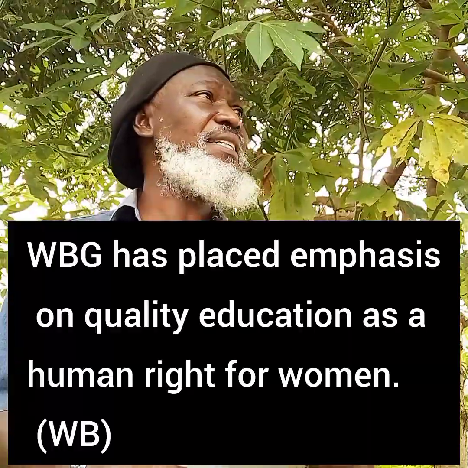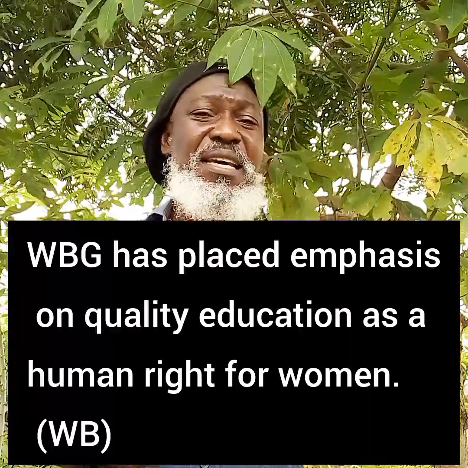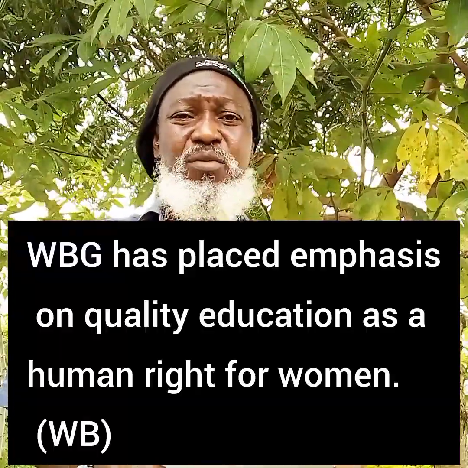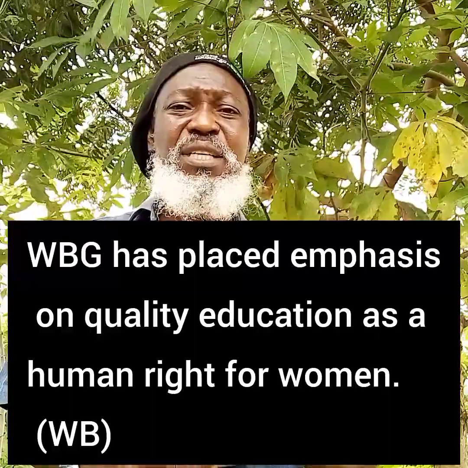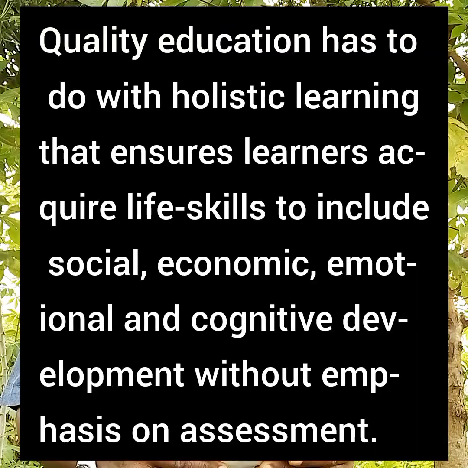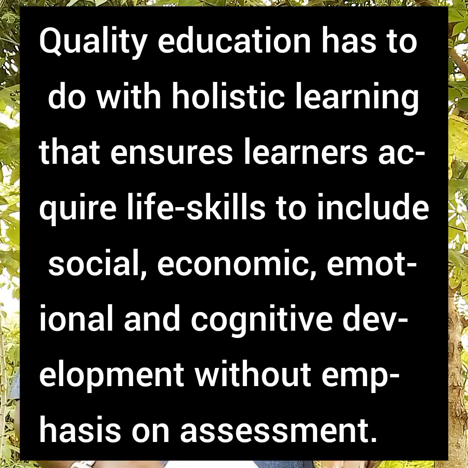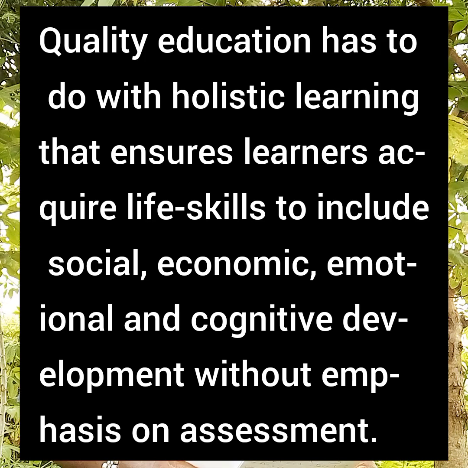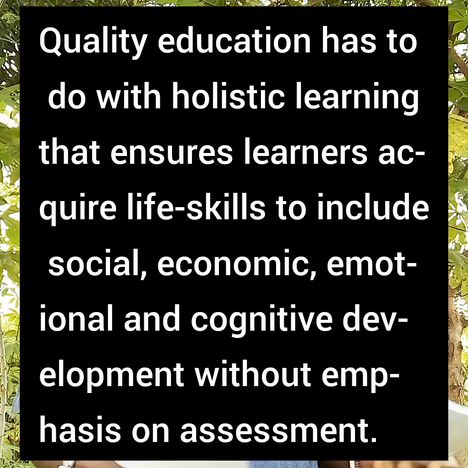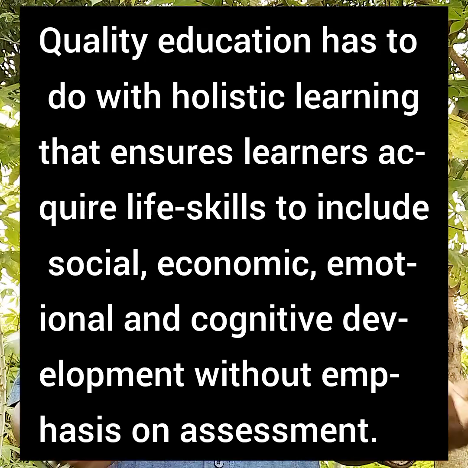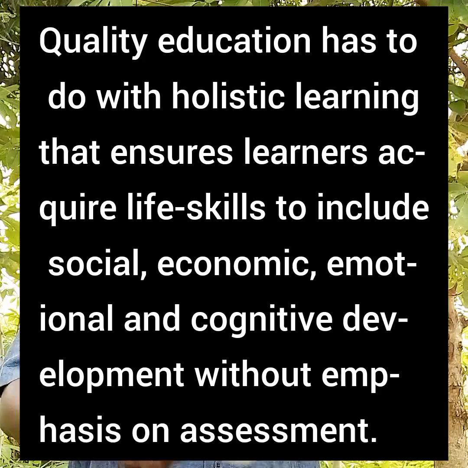The World Bank is saying that in their emphasis on girls' and women's education, quality education must be delivered. For them, quality education is what they want. And when it comes to quality education, what are they talking of? Holistic education. Education that is holistic and not just an assessment. It's life skills to be acquired, and they must be taught life skills completely so that they come out complete: economically, socially, mentally, cognitively, and emotionally complete for life. And that's what the emphasis is on. So the World Bank has this kind of definition in terms of quality education.